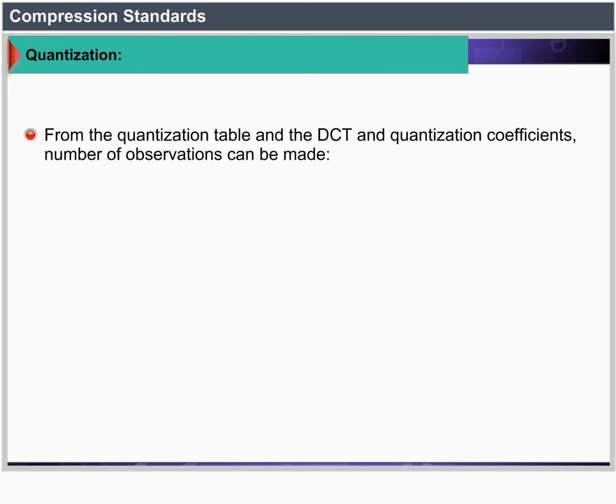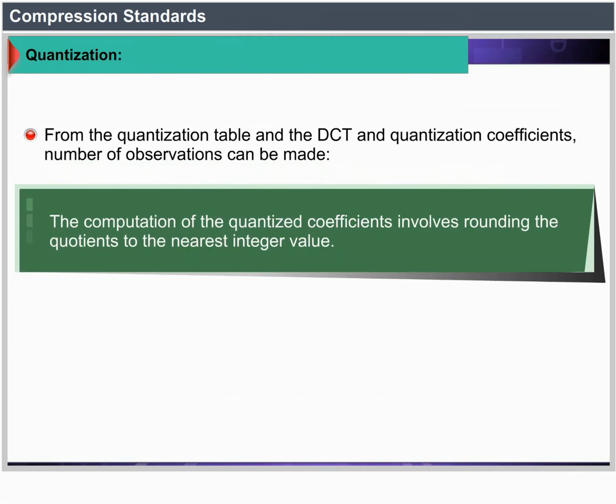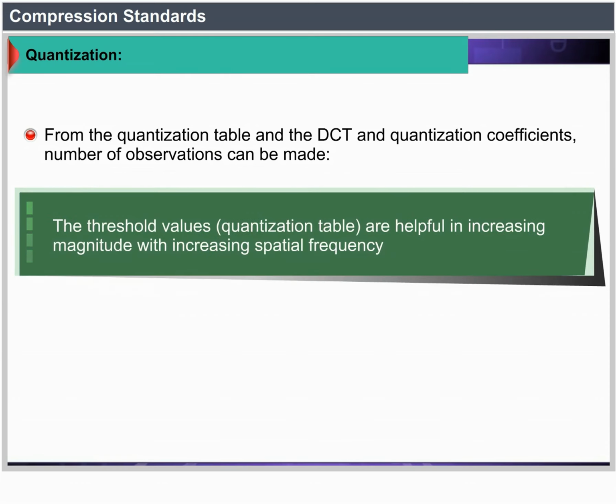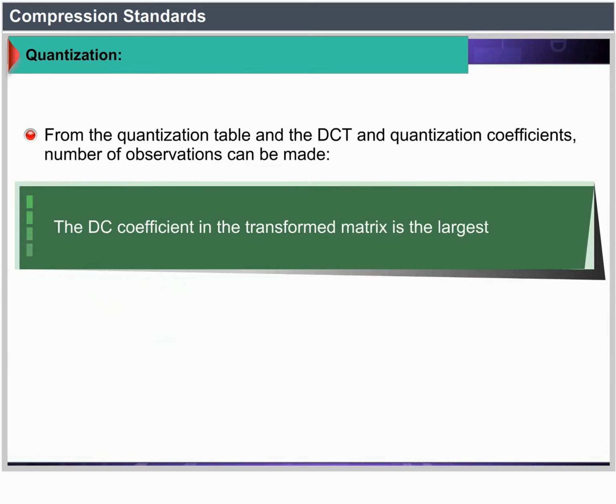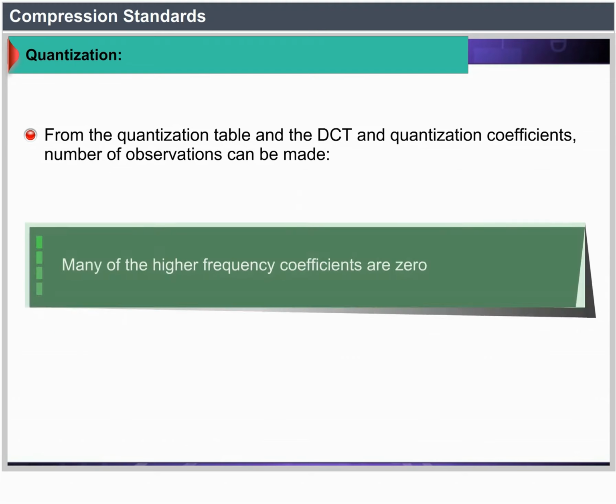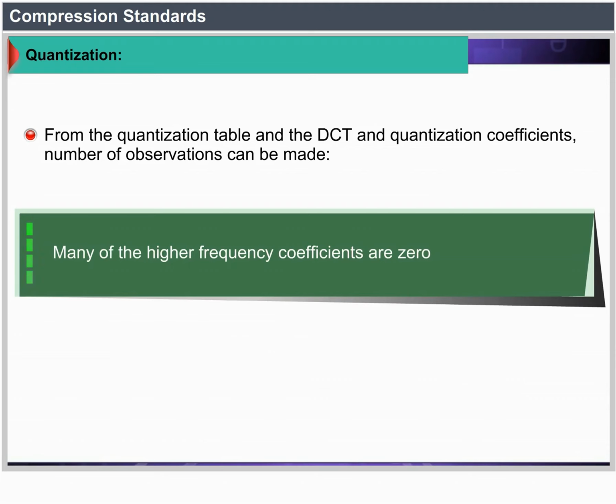From the quantization table and the DCT and quantization coefficients, a number of observations can be made. The computation of the quantized coefficients involves rounding the quotients to the nearest integer value. The threshold values in the quantization table used increase in magnitude with increasing spatial frequency. The DC coefficient in the transform matrix is the largest. Many of the higher frequency coefficients are 0.